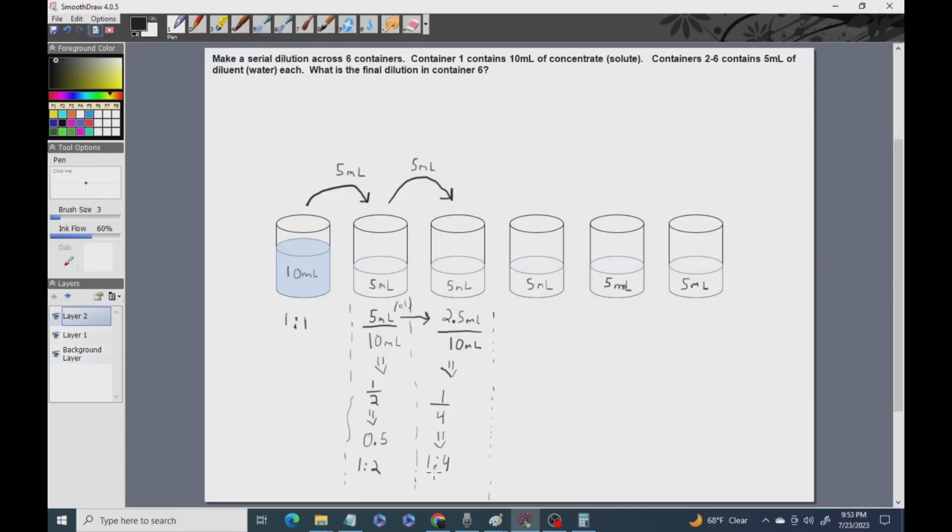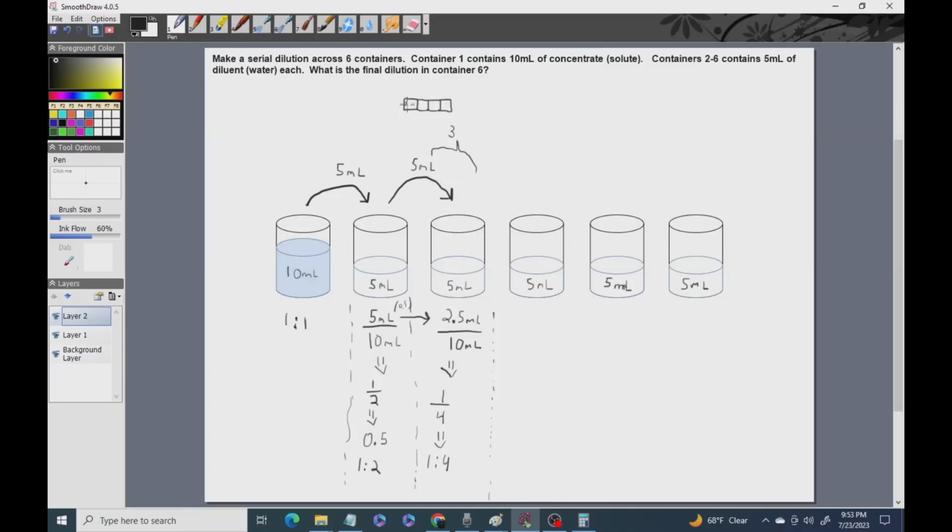You can think about it here, 1 to 4, we would have 1 part, which is our 2.5, and the other 3 parts would be our diluent, which would complete the 1 to 4. So just to give you an idea, up here, let's say for container 3, for 2.5, let's imagine this container is broken up into 4 parts. So there's 4 slices here.